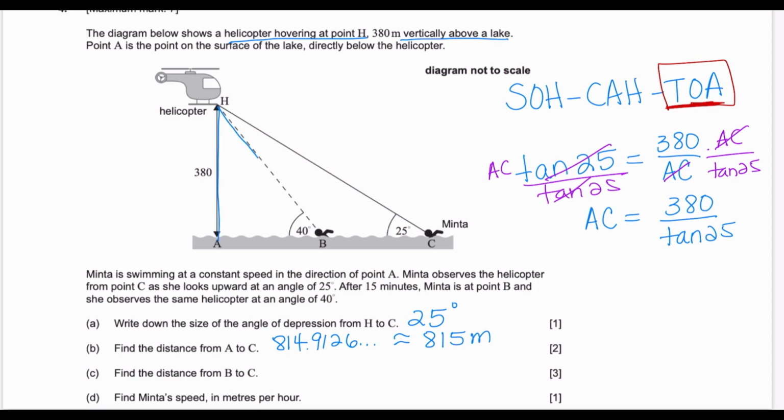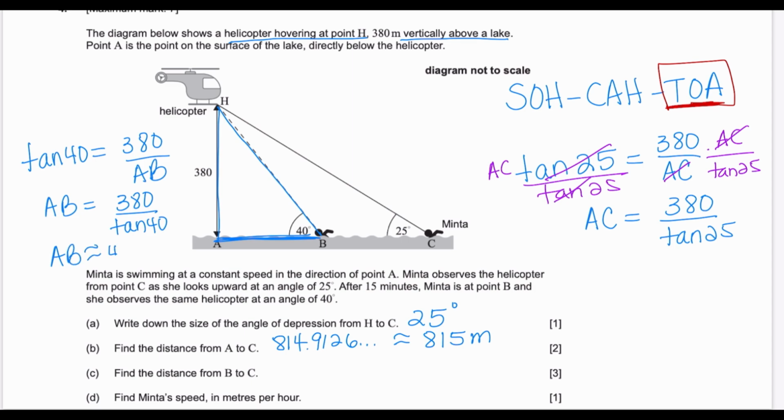Notice right here, I have another right triangle, and I could very easily find AB again by doing tangent. So I can say the tangent of 40 is opposite over adjacent, just like we did in the previous problem. That's going to give me that AB is equal to 380 divided by the tangent of 40. And I can put that into my calculator to find out that AB is approximately 452.866, and it keeps on going.